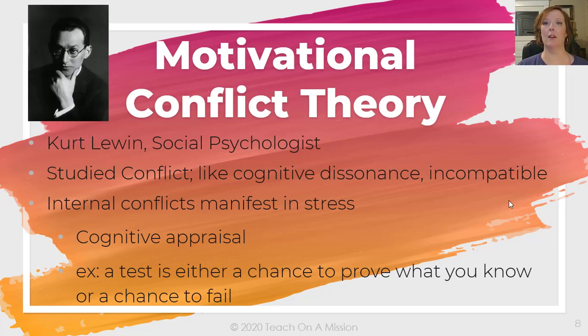We discussed this theory very briefly in our last video, but I want to just reiterate Lewin's motivational conflict theory. He was a social psychologist and he studied conflict. And very much like in the cognitive realm of psychology, the theory of motivation and stress is looking at two things that are incompatible. And it's very much like cognitive dissonance in social psychology. These internal conflicts can manifest in stress. But it really does, again, depend on your cognitive appraisal, what you make of it, how you frame it in your mind. So the example of the math test, it's either a chance to prove what you know or it's a chance to fail. It's how you look at it that makes the difference and sets the level of arousal for that stressor, whether it's good arousal and focused arousal or distressful arousal and too much stress.